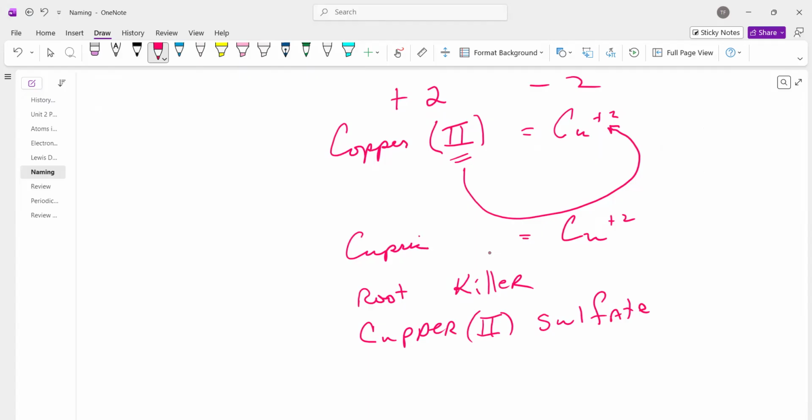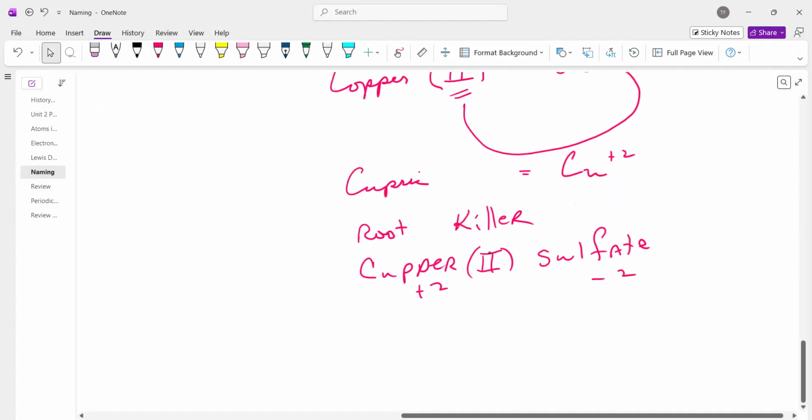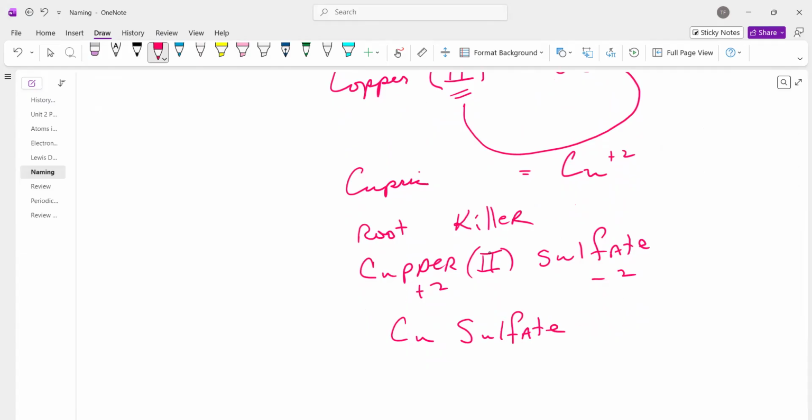All right, what's the charge on copper 2? Plus 2. What's the charge on sulfate? Minus 2. So it's balanced. Net charge 0. So writing the formula, we would write, oops, wait a minute. And so it's a +2, -2, net charge 0. So it's fine the way it's written.